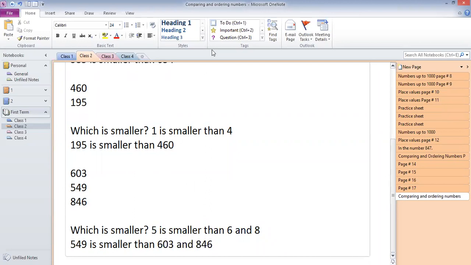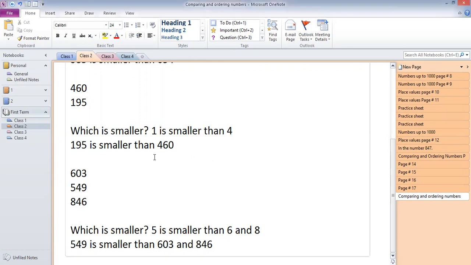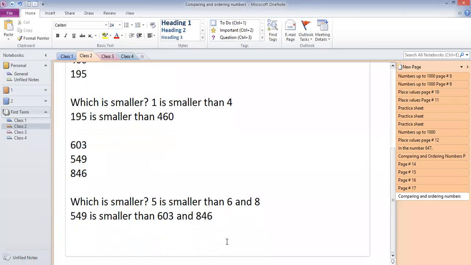Is it clear, guys? Yes, sir. Very good. Now, one more thing. We take one more example. In these examples, guys, we were comparing only hundreds. Because when we compare hundreds, the 100 values are changed. So it's very easy to find out which number is smaller and which number is bigger.